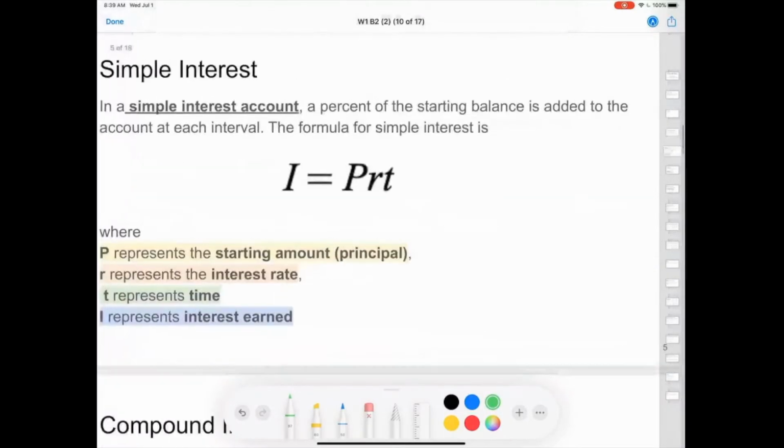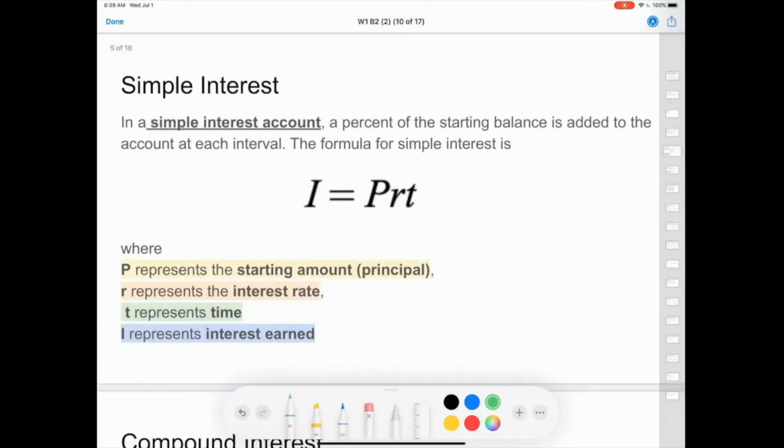Okay, so I just want to go over some vocabulary first. The first word I want to go over is simple interest. So this is a type of account that you can have. In a simple interest account, a percent of the starting balance is added to the account at each interval.